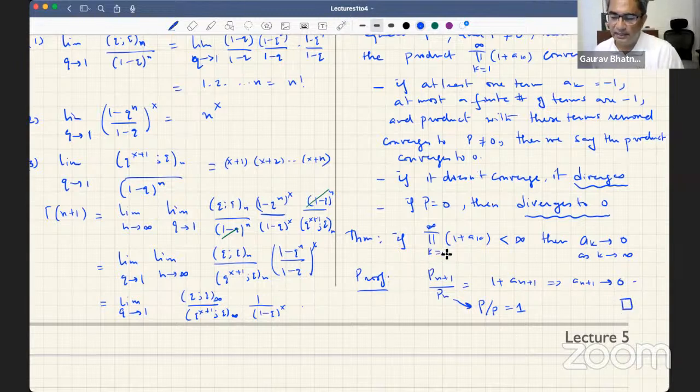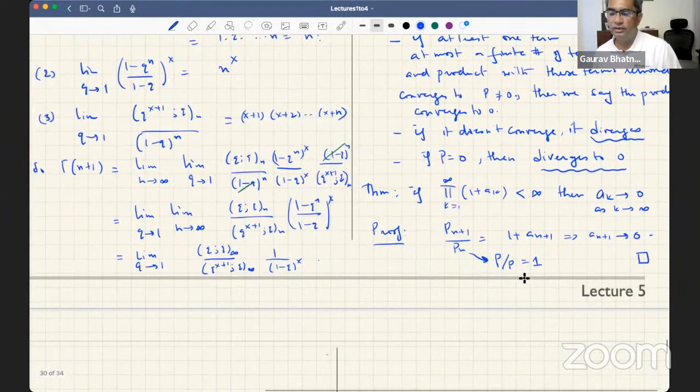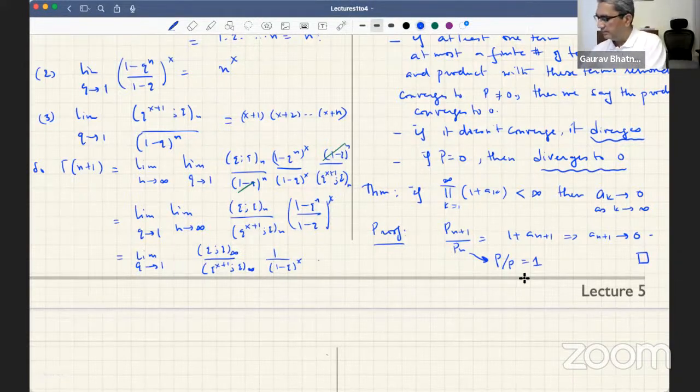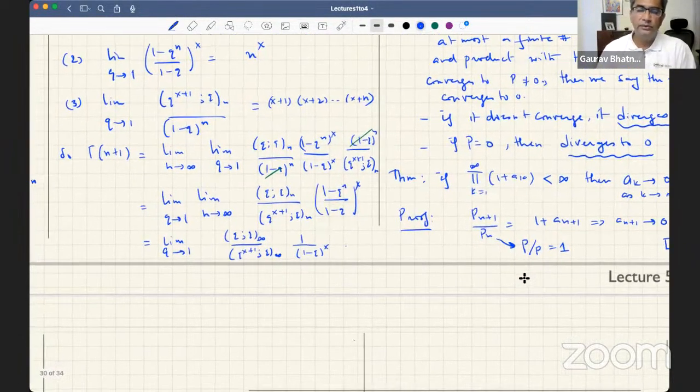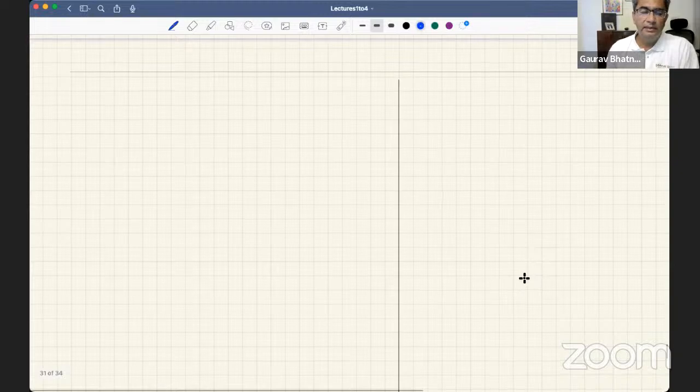So this is a necessary condition: if this product converges, then the k-th term converges to 1 plus 0, so it converges to 1. This is very similar to what we had in power series. Okay, so that's the first theorem.